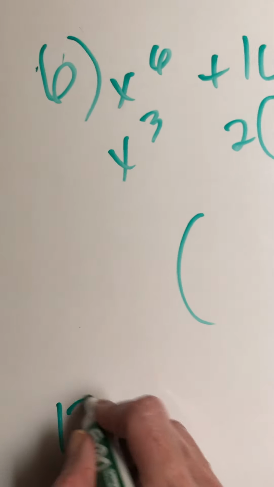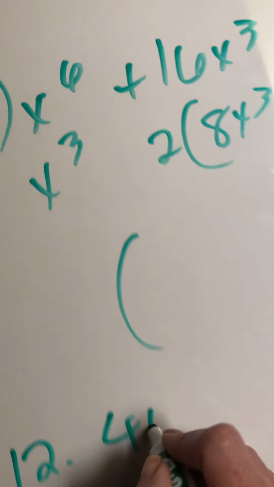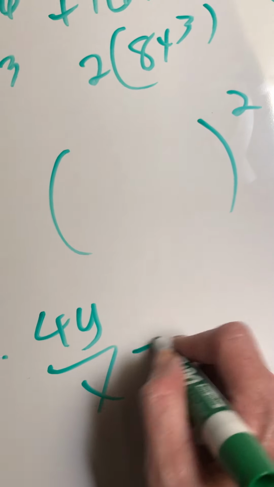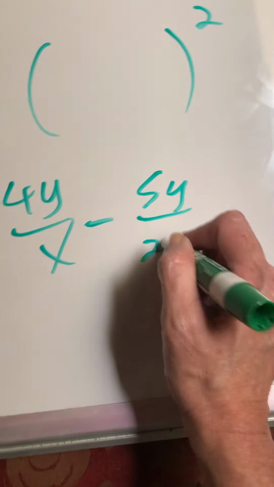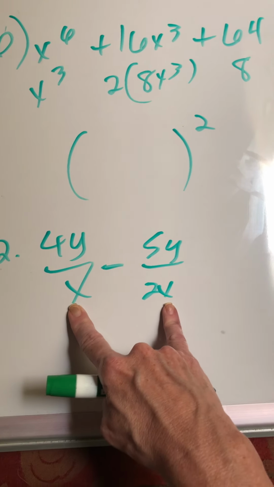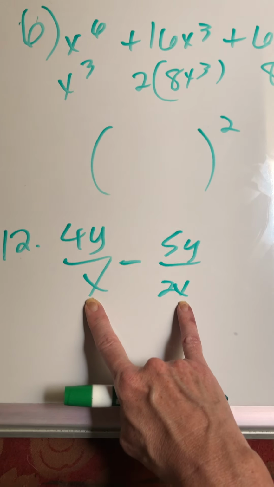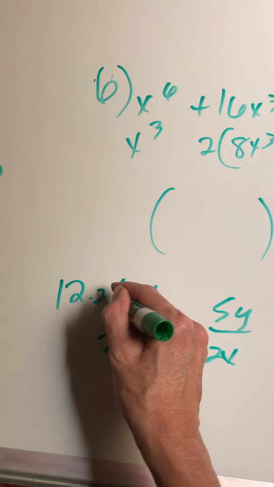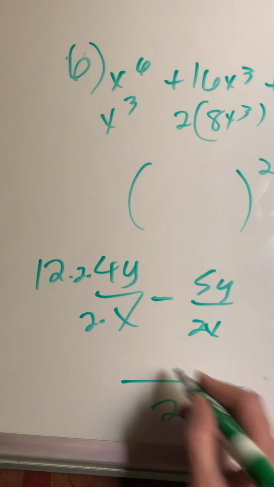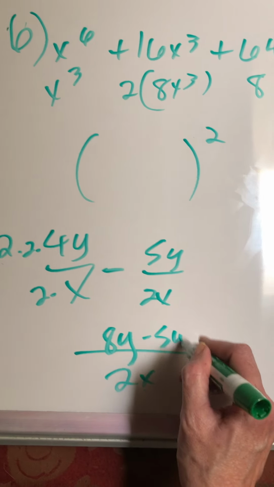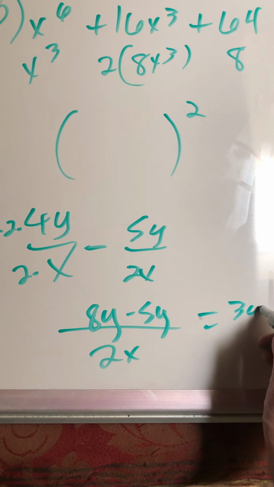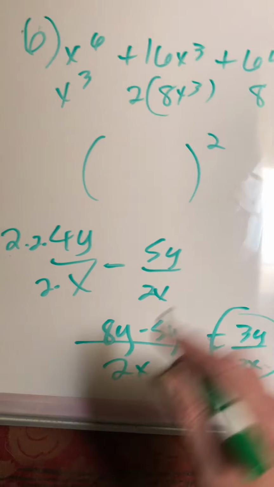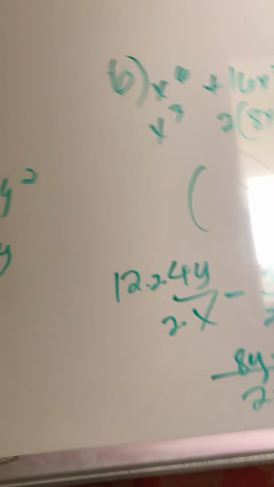Number 12, you've got 4y over x minus 5y over 2x. So you need a common denominator. Your common denominator would be 2x, so you'd multiply the first one by 2. So that would be 8y minus 5y, which would give you 3y over 2x. So that's the way number 12 should work.